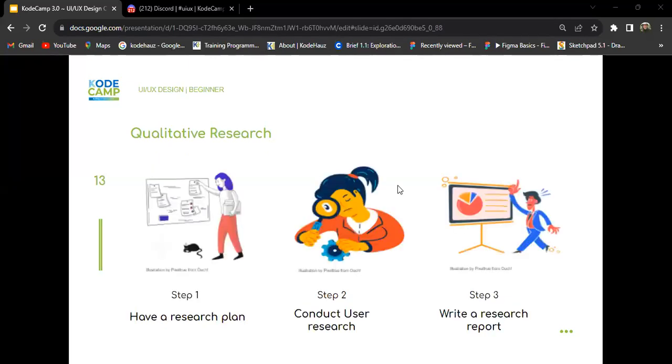All right, so these are the steps that you need to take in qualitative research. First of all, what you want to do is have a research plan.